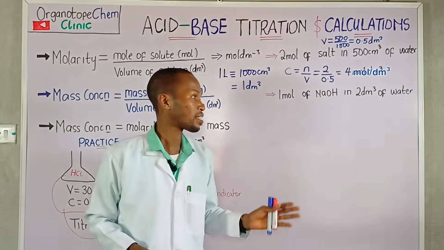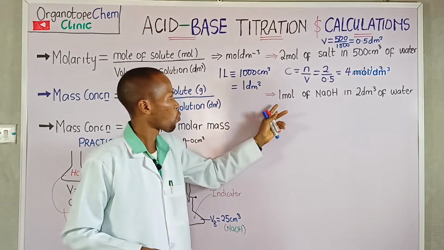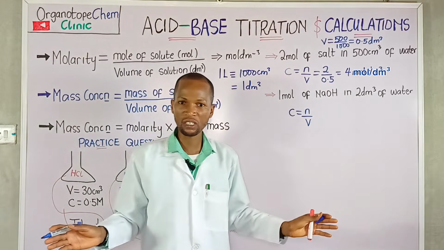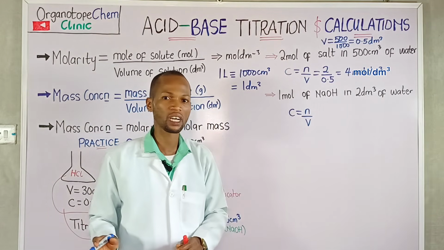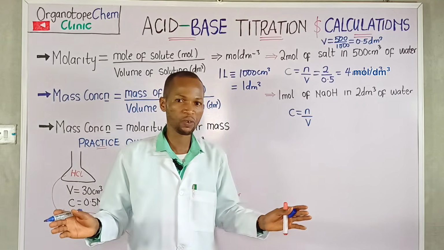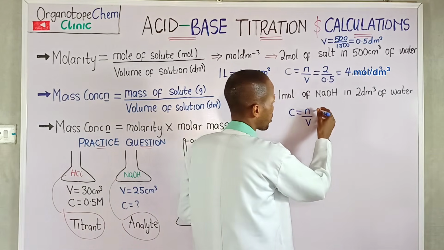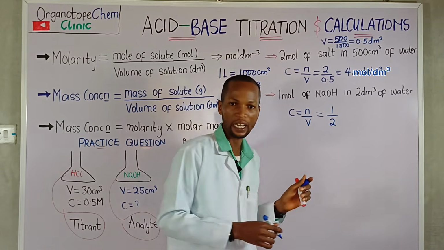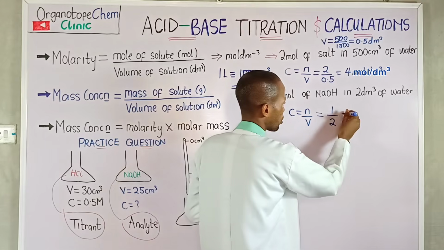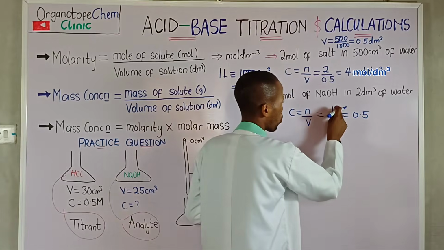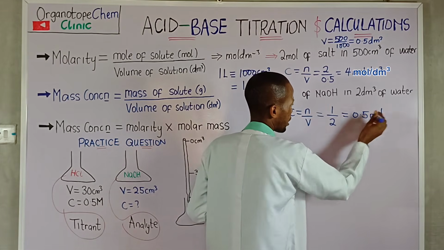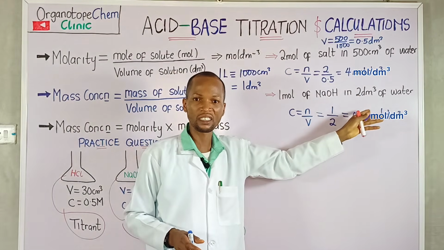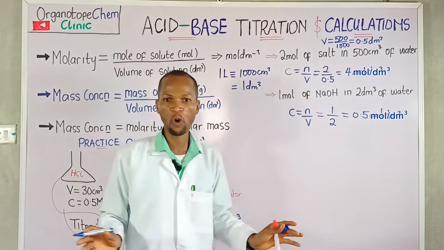Make sense? Can we consider the second dissolution right here? 1 mole of sodium hydroxide in 2 dm cube of water. But note that the volume of water required for dissolution is in dm cube. So there is no need for volume conversion in this case. So we have 1 mole over 2 dm cube. So 1 over 2 will give 0.5 mole per dm cube. So the concentration of sodium hydroxide in this dissolution is 0.5 mole per dm cube.